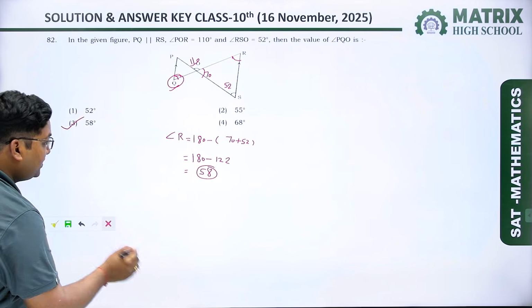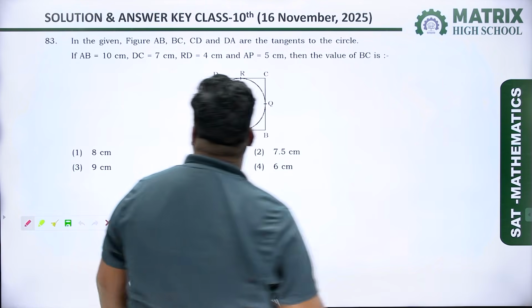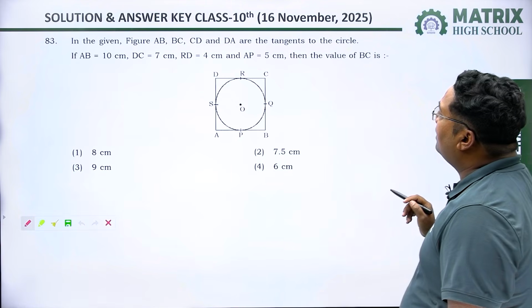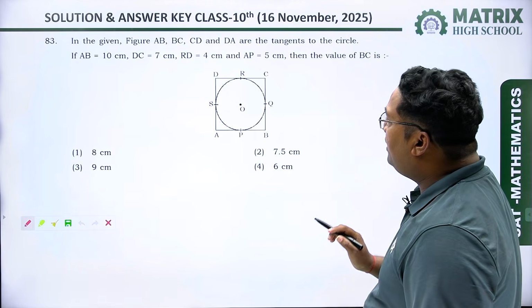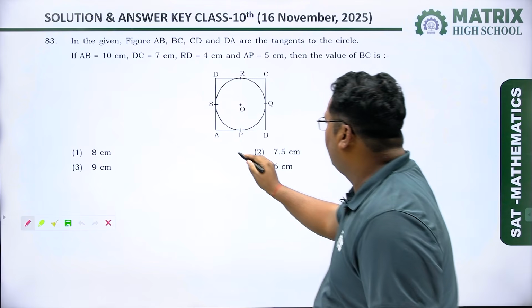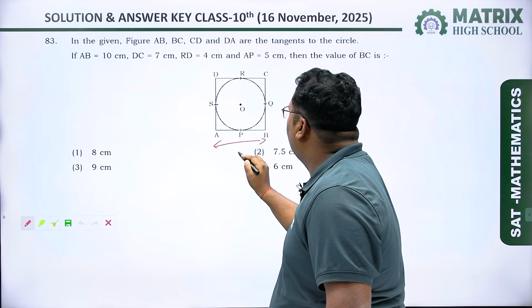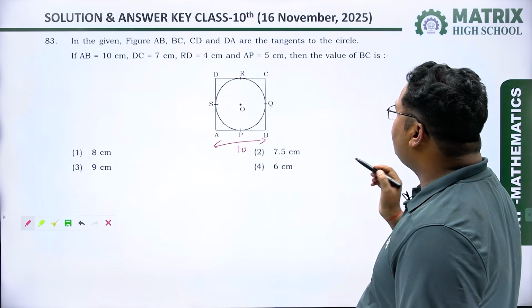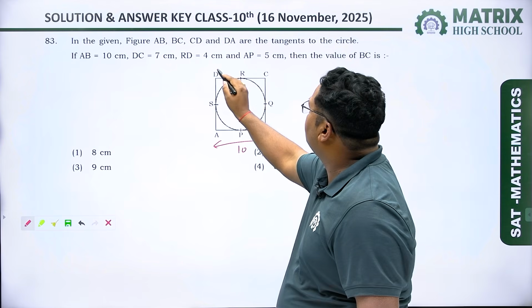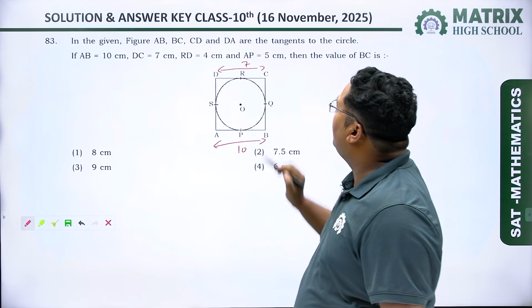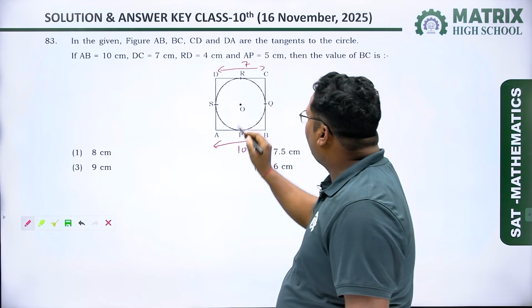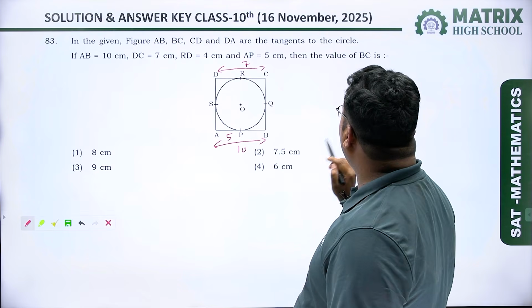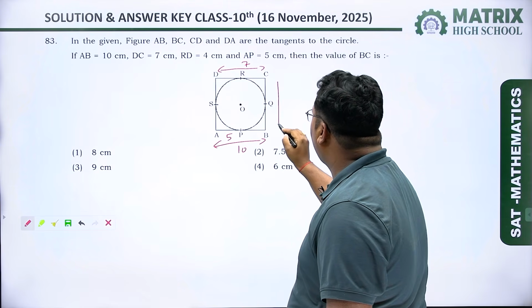Now coming to the next question. In the given figure, AB, BC, CD and DA are the tangents to the circle. If AB equal to 10 centimeter, this length is given 10 centimeter, and DC equal to 7 centimeter, this is given 7 centimeter, and AP equal to 5 centimeter, then the value of BC, we have to find out this value.